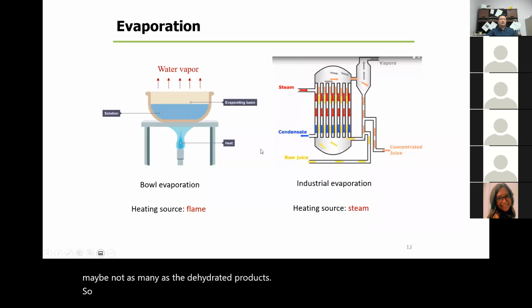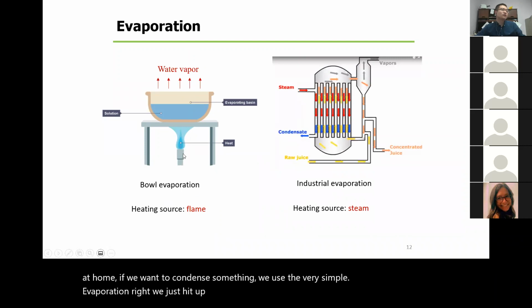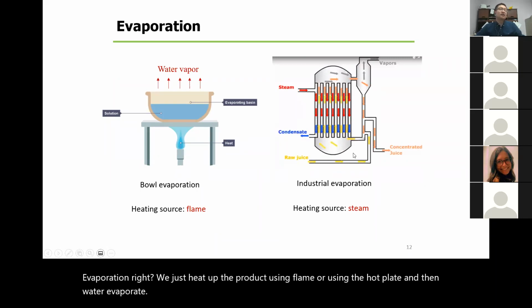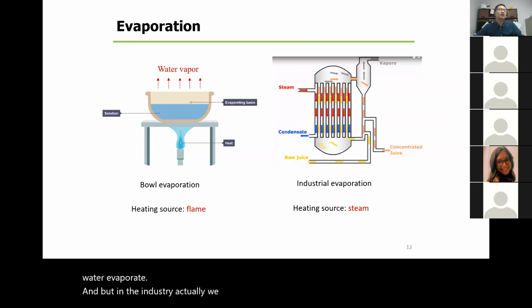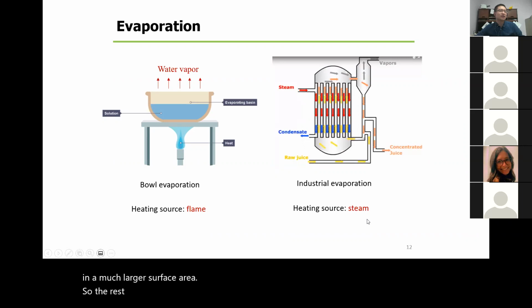So evaporation, there are two main ways that we do evaporation. At home, if we want to condense something, we use the very simple boil evaporation, right? We just heat up the product using flame or a hot plate, and then the water will evaporate. But in the industry, we use a very efficient heat exchanger. Here, it's more like a plate or tube heat exchanger, so the steam and the food product can contact each other in a much larger surface area. So the residence time can be reduced.